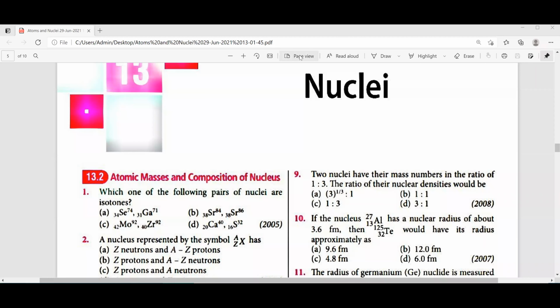So good morning to all. Today we are going to solve the previous questions on the chapter Nuclei.